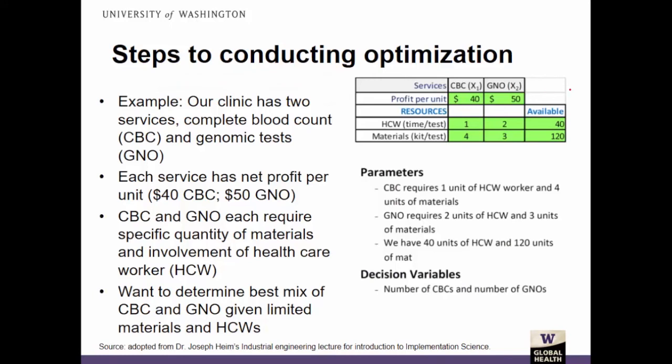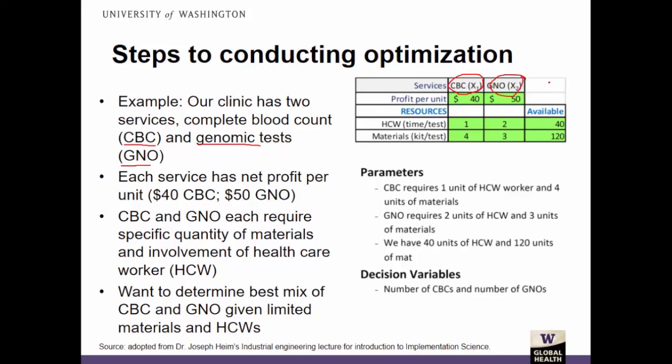So here is one other example of optimization in the healthcare context. Let's say that our clinic has two services it can provide to patients to solve a clinical problem. One is a complete blood count, which in this figure is CBC. And one is a genomic-based test. So there's the genomic test, GNO, which is here.